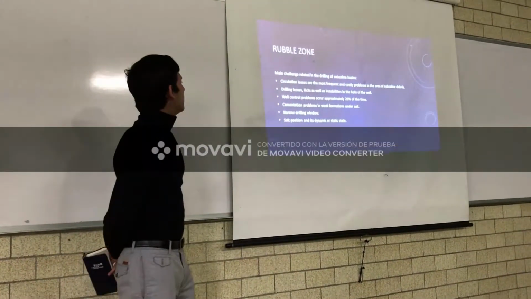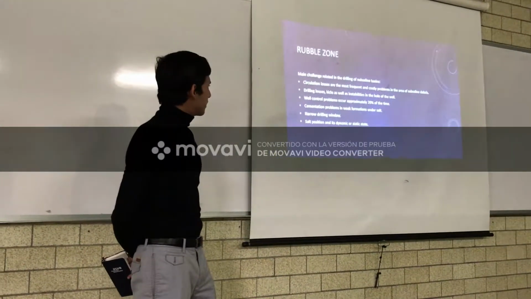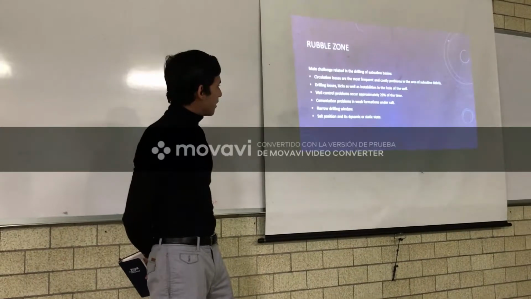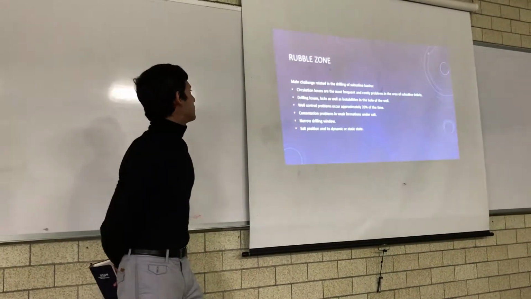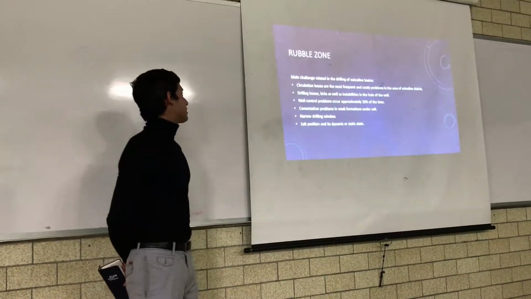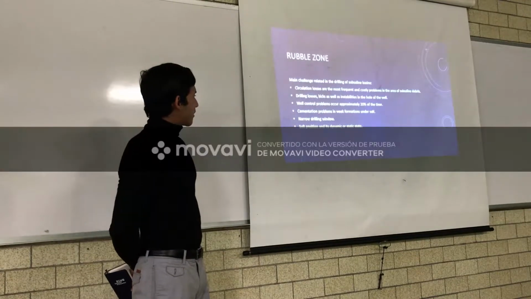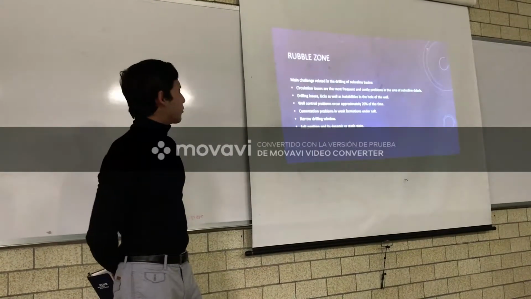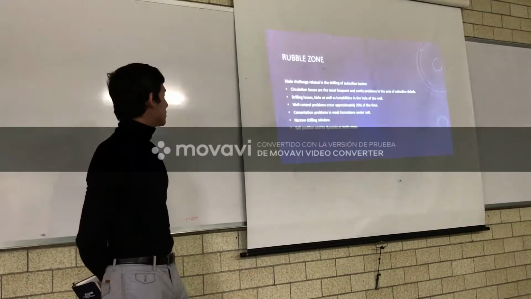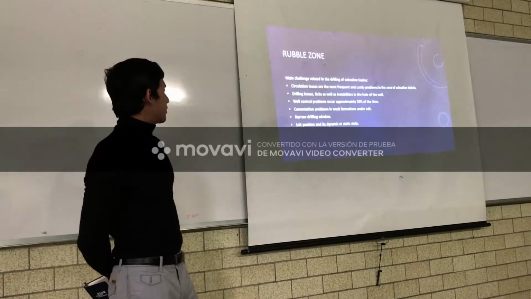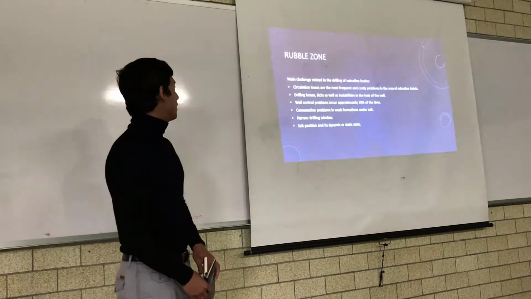six points. And the first one is that circulation losses are the most frequent and costly problems in the area of subsalt rubble zones. Drilling losses, kicks, as well as instabilities in the hole of the well are another kind of problem that we can find in these rubble zones. Well control problems occur approximately 20% of the time.